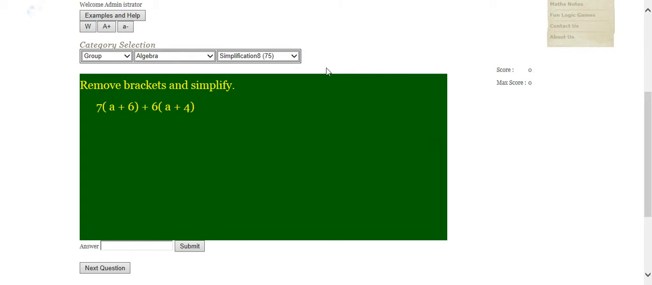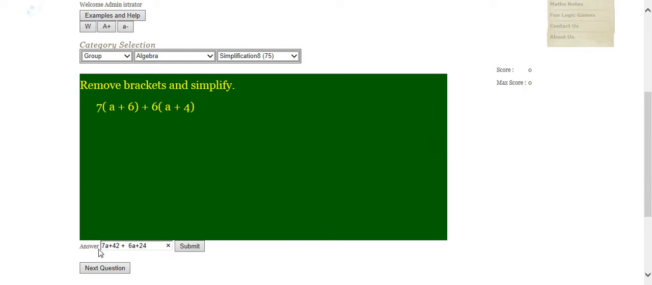Now we're looking at simplification 8. You'll notice that this time we've got two sets of terms, 7 groups of a plus 6 and 6 groups of a plus 4. Now from your previous experience in the previous question, you should know that 7 groups of a plus 6 will give you 7a plus 42, and you also know that 6 groups of a plus 4 will give you 6a plus 24. And you're adding these things together, so we've got 7a plus 42 plus 6a plus 24.